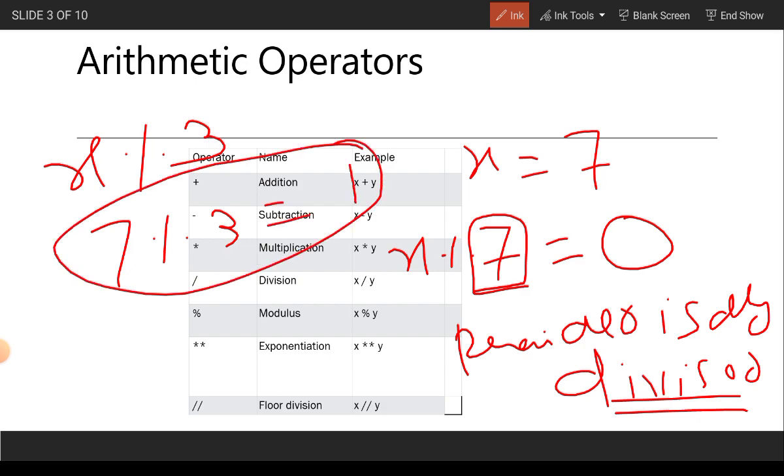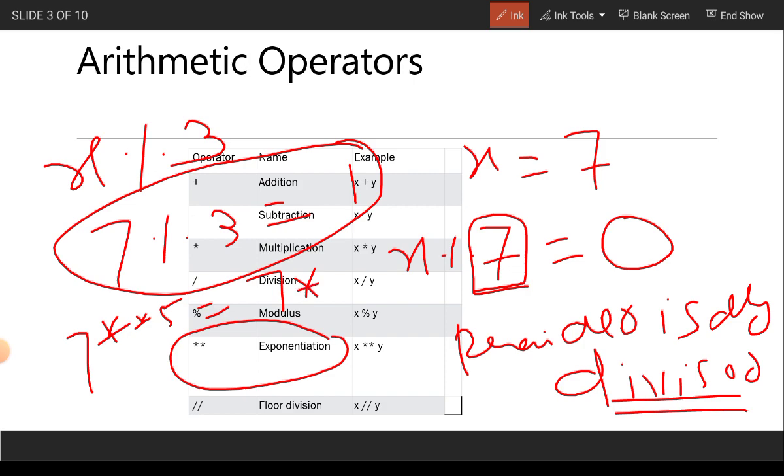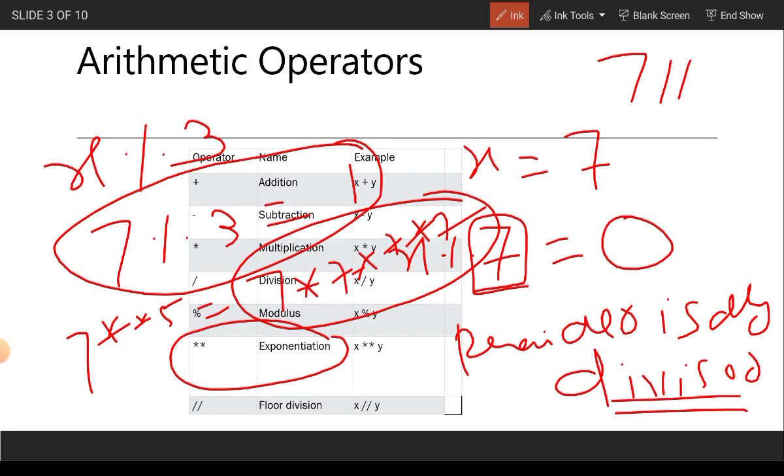What does exponentiation give? If we want to give the power, like 7 to the power 5, it will be the same as 7 into 7 into 7 into 7 up to 5 times. It will multiply up to 5 times. And floor division gives the floor number: 7 divided by 2 will give 3, not 3.5. So up to here I think it will be clear. Moving to the next slide.